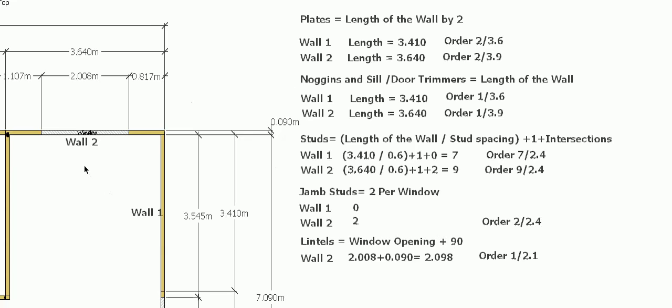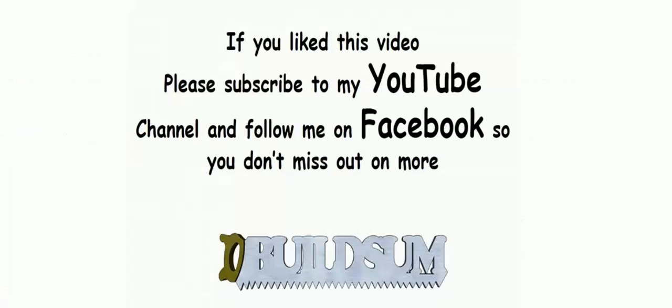Okay, so there you go. That's our major timber components that make up a wall frame. That's how we work out how many of them we need. Obviously, that's only 2 walls. You would have to go around and repeat that process for all the walls in your house, and then you could total up your orders and get that order into the timber yard.